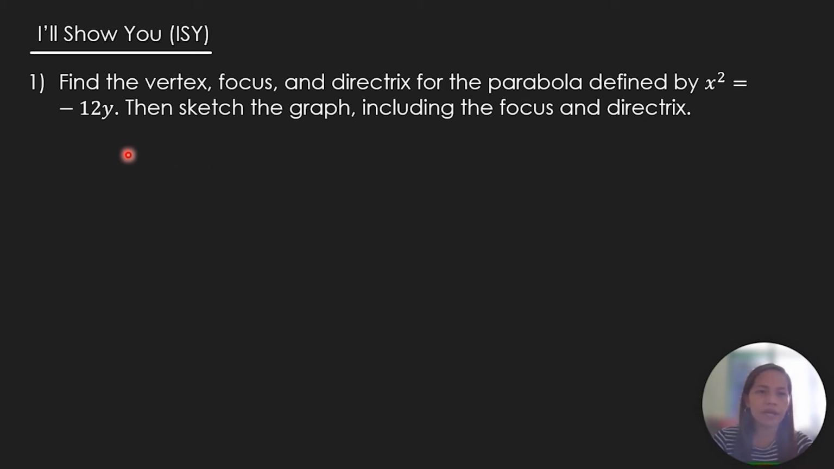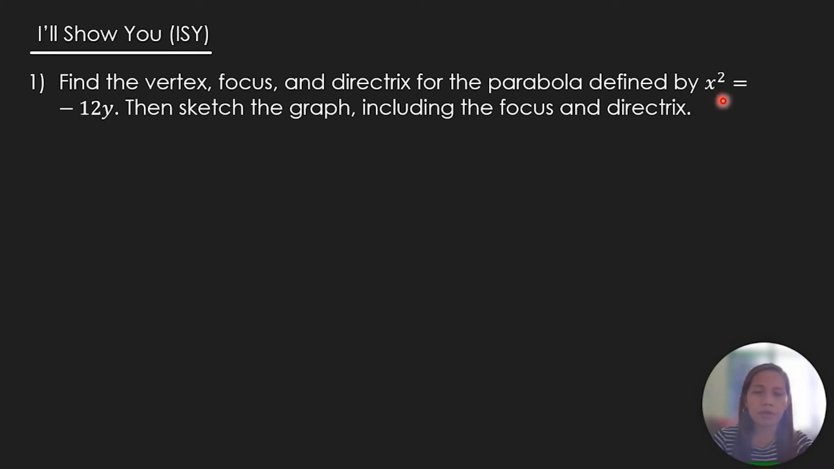And our task is actually to find the vertex, the focus, and the directrix for the parabola defined by x squared equals negative 12y. Then we need to sketch the graph, including the focus and the directrix. So we will draw it on the Cartesian plane, and we should be able to place the focus and the directrix. Now, take note that this is an x squared, okay?